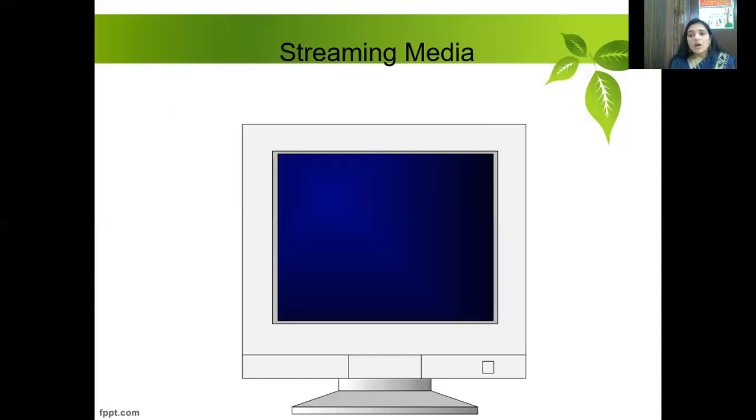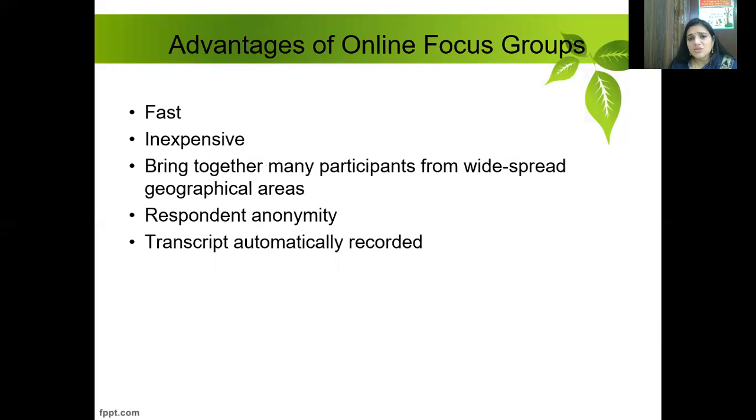Then streaming media, how does it help? For example, in COVID times, we can go with online focus group discussions as well. This will help us meet people online. But there are some advantages of online focus groups. This is very fast, this is inexpensive, you don't have to invite anyone, and you'll be getting answers very fast. You can actually start the meeting, and in the end you'll have all the results in your hand.